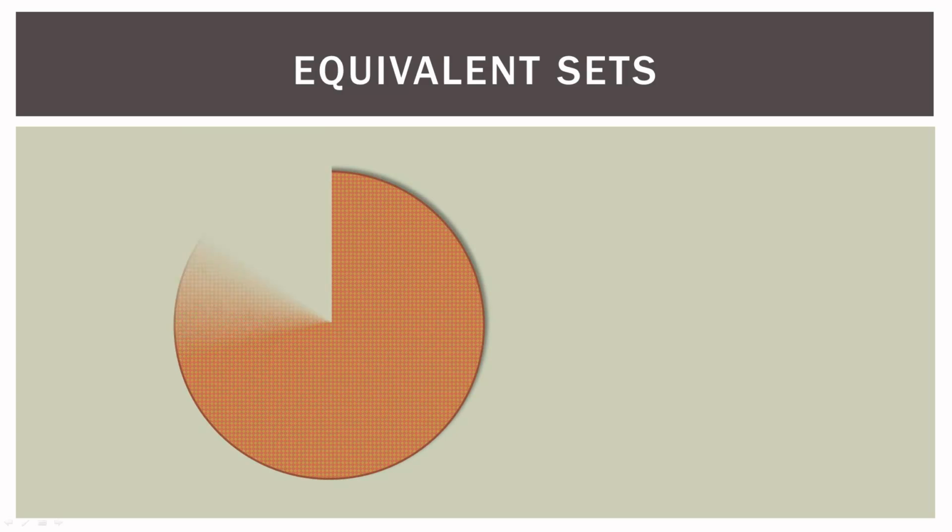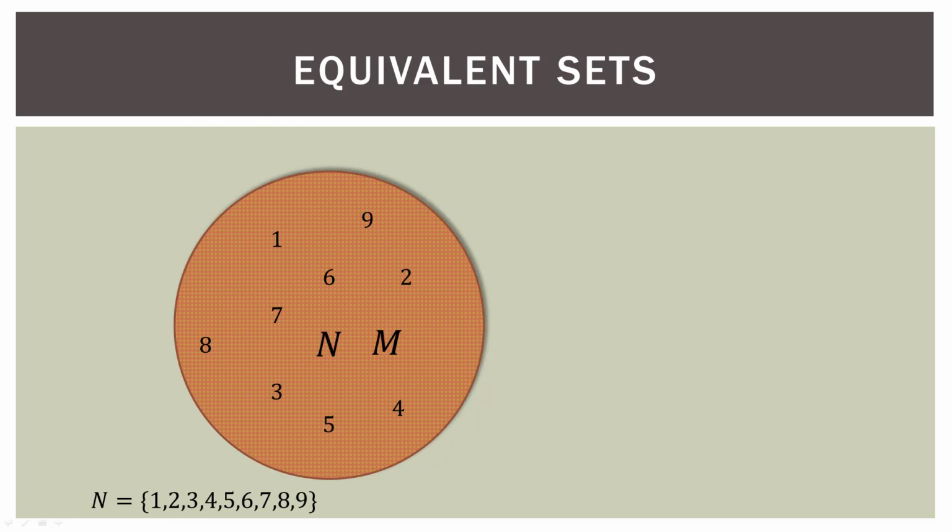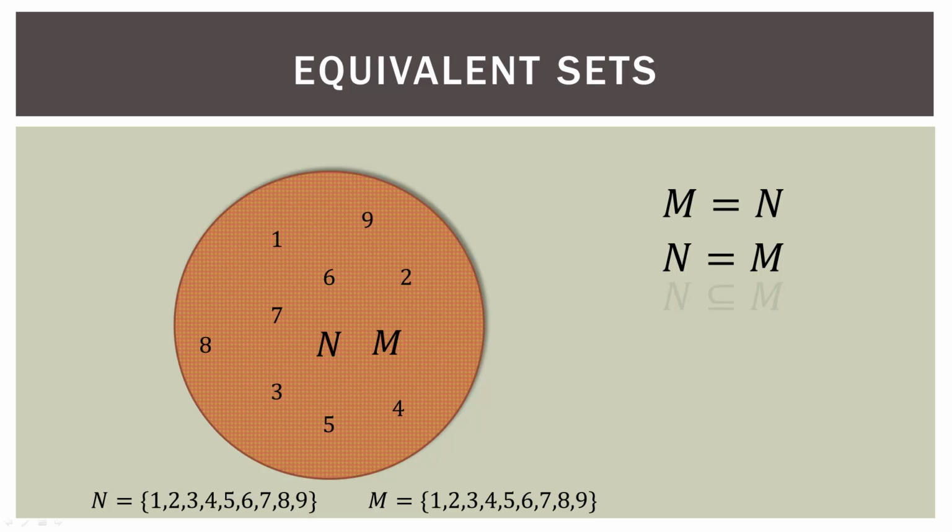Now just a quick review about equivalent sets. So this set is actually 2 on top of each other. So I've kind of used a checkerboard pattern to try to show you that there are 2 sets here, but they are really sort of right on top of each other. Now the thing is, they have the same elements. So set N is 1, 2, 3, 4, 5, 6, 7, 8, 9, and so is set M. So N equals M, and M equals N, equivalent sets.